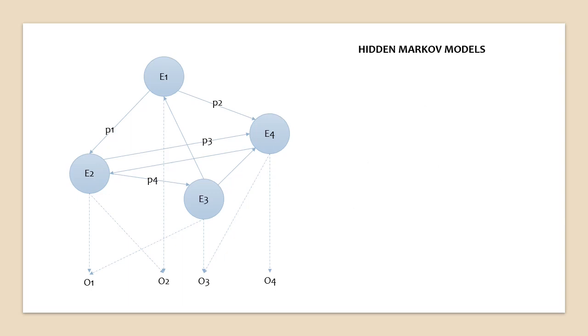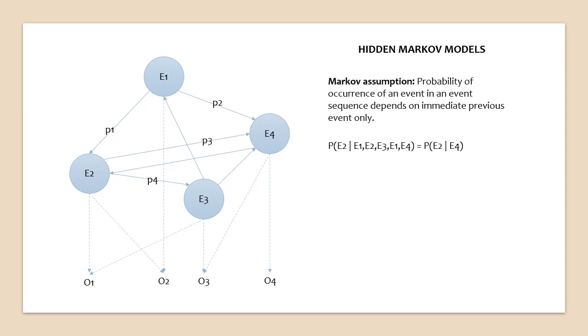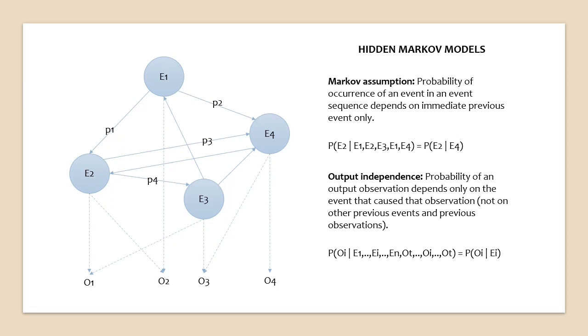Now the hidden Markov models also have the same Markov assumption that was there in Markov chains for these events, that is the probability of occurrence of an event depends on the immediate previous event only. So that is the same. What is new is something called output independence, which means that the probability of any output observation depends only on the event that caused it and not on other events or any other observations, which is given by this expression here.